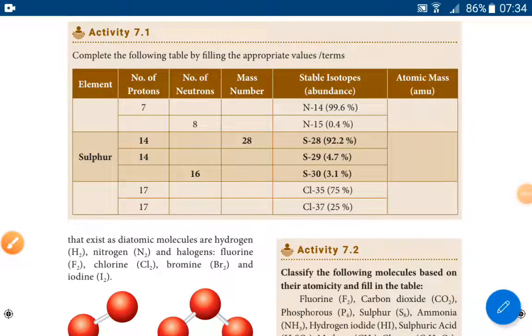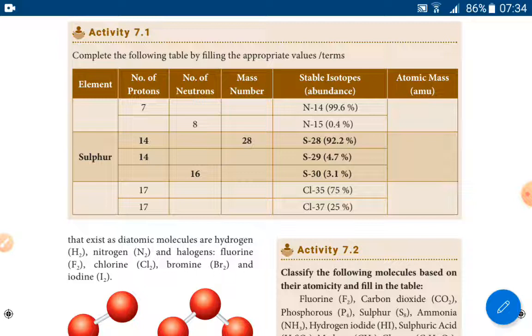Yes, next element is chlorine, and chlorine possesses two isotopic forms, chlorine 35 and chlorine 37. The number of protons in chlorine, its atomic number, is 17. So the number of neutrons you have to find out by subtracting 17 from 35. That is going to be 18 and 20, and using the same formula you have to calculate.